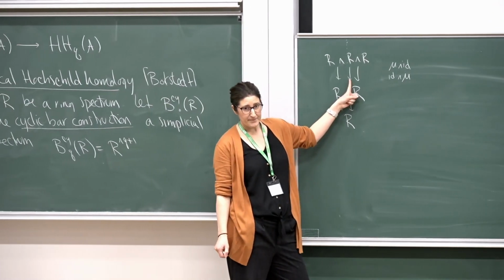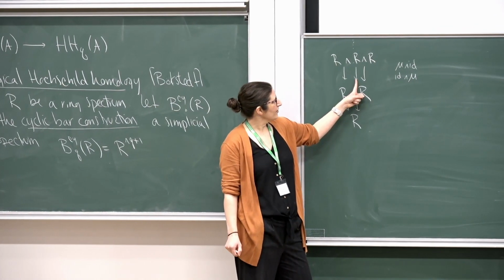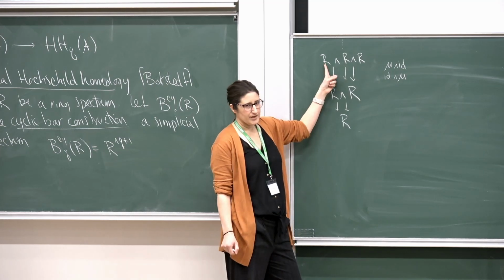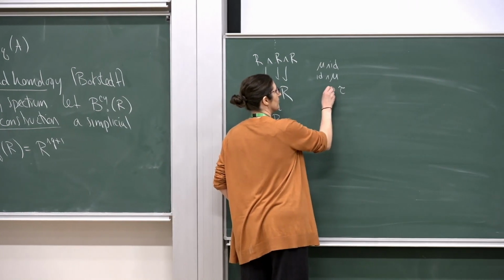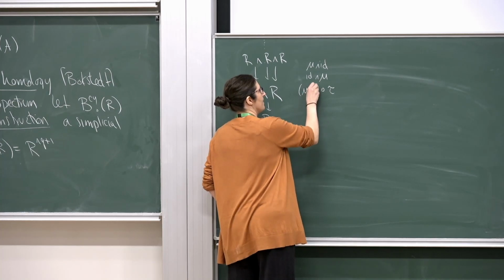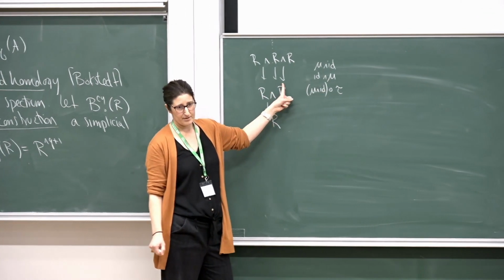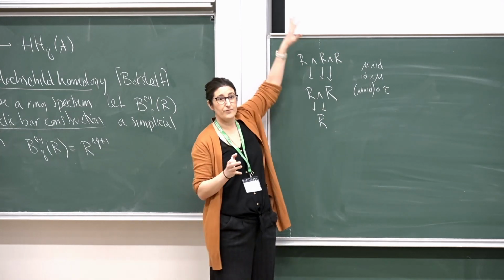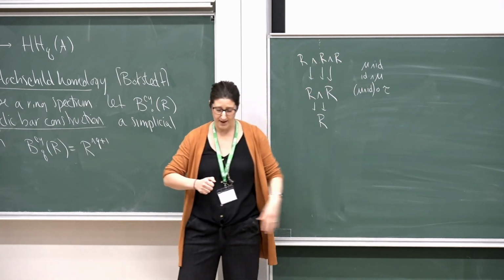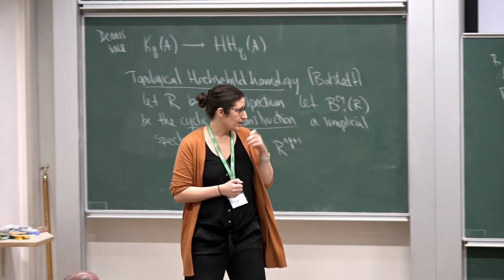That's this map. Or a different thing that I could have done is I could have multiplied this coordinate and this coordinate, the first and third coordinates. So in other words, I could have wrapped that last coordinate around to the front and then multiplied. That's this map. Okay, and you can imagine how you generalize that to form all my face maps in my cyclic bar construction.